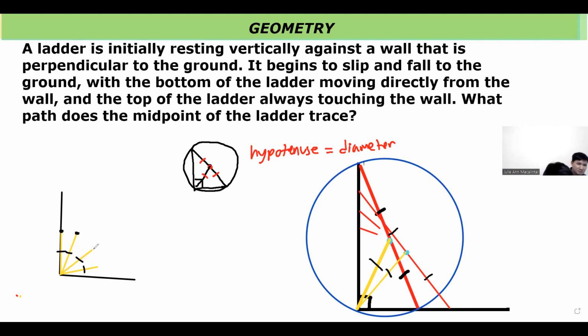This is the midpoint because I just defined the yellow segment to be from the right angle, the intersection between the wall and the floor, to the midpoint. So this is one line up, one midpoint, one yellow line down.